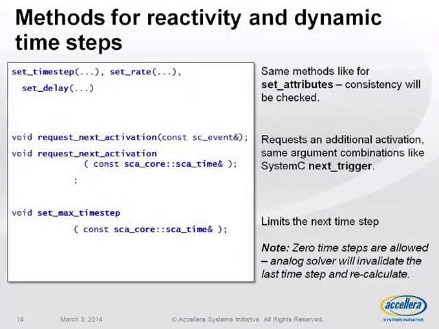To change the attributes, you will basically use the already known set time step, set rate, and set delay functions. And to react on events and to do timeouts, you can use the member function request next activation. There's also another new member function added called set max time step, which allows you to limit the timeout to a maximum duration, because often your system blocks need a certain time step precision to properly capture their behavior. And with set max time step, you can impose these constraints.